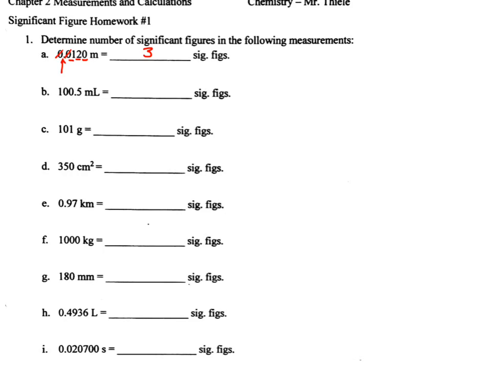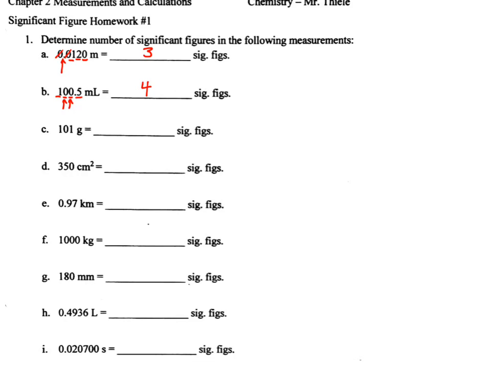Okay, now we look at B. We have 100.5 milliliters. In this, we see 2 zeros here. Remember, all non-zero digits are significant, so the 1 and the 5 are significant. And also, one of the rules for zeros is that if you have zeros in between non-zero digits, those are also considered significant. So in this particular example, every one of these digits is significant, so we have 4 significant figures.